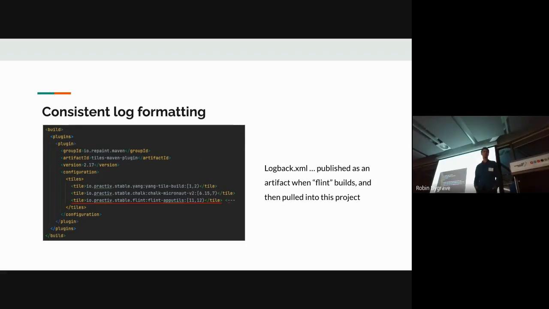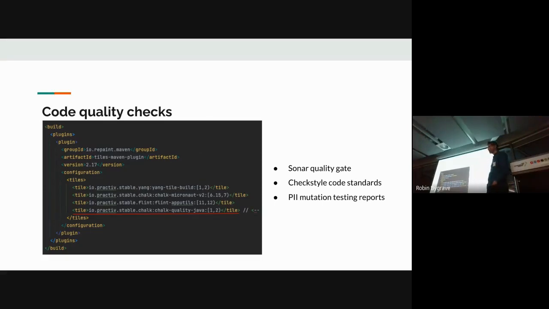Let's move on to the next one. Here's another example of what we use this aggregate concept for, and these are all individual tiles here. Things like code quality checks. We've got a Sonar quality gate there. If you've ever used Sonar and Maven, all of that standard stuff would be inside that Sonar tile.